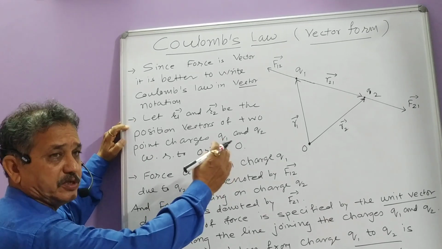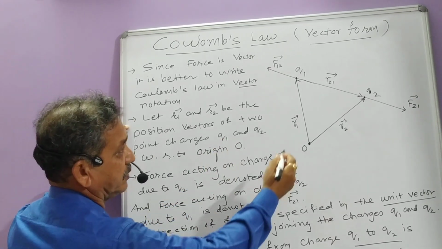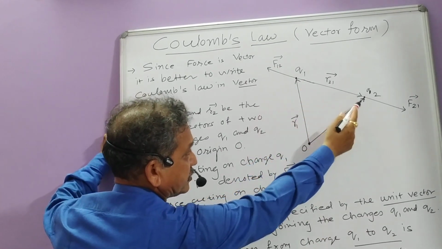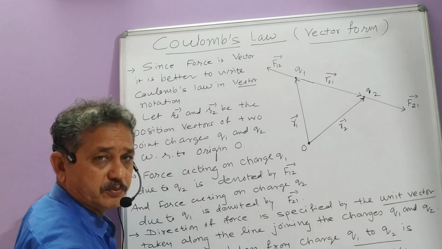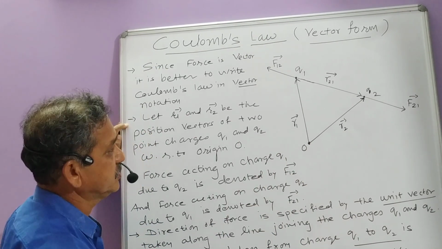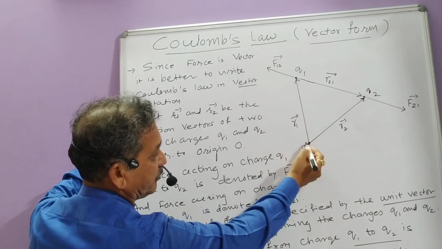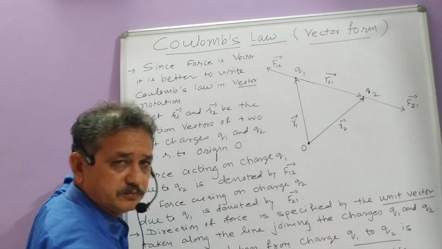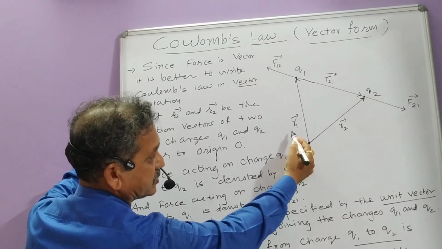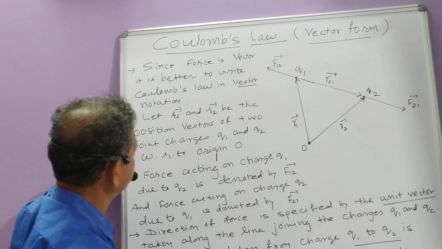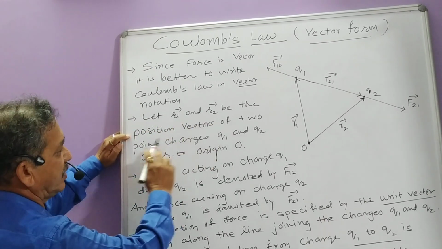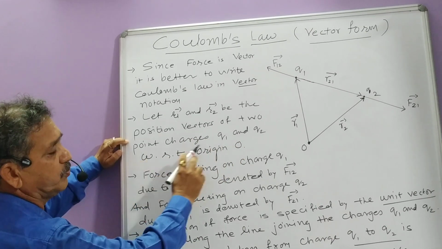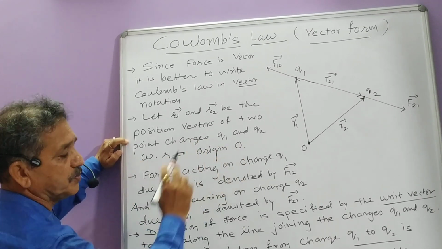As you can see in this diagram, these are the two point charges Q1 and Q2. This is the origin of a 2 or 3 dimensional coordinate system. By joining Q1 with the origin and Q2 with the origin, we get position vectors R1 and R2 respectively. As written here, let vectors R1 and R2 be the position vectors of the two point charges Q1 and Q2 with respect to the origin.